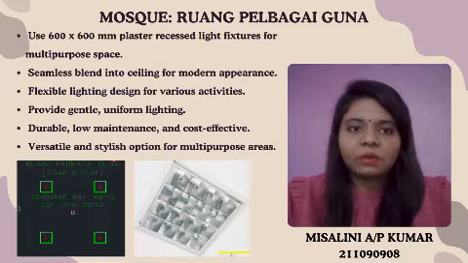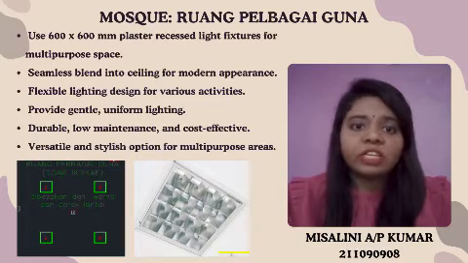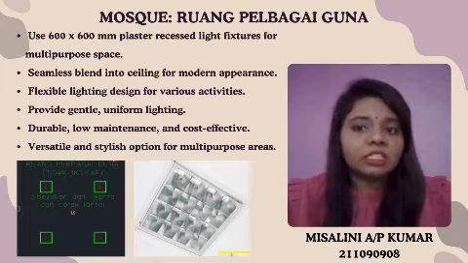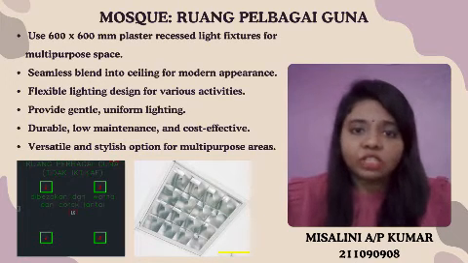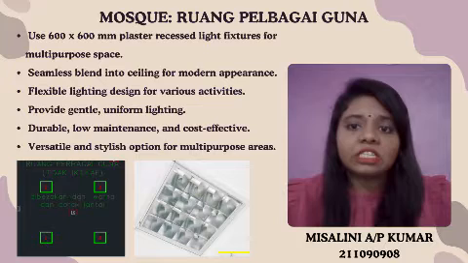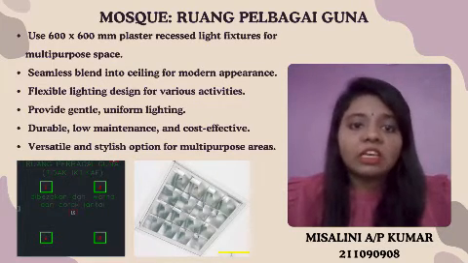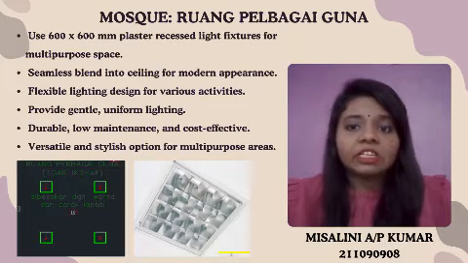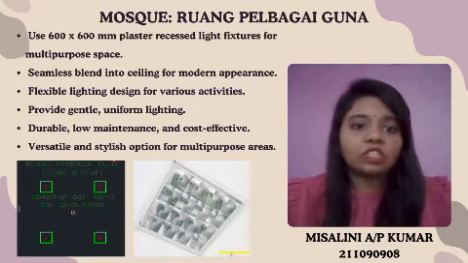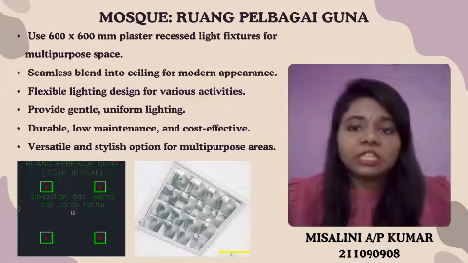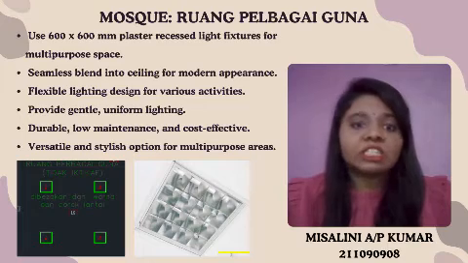Today I want to present example 3, the mosque's multi-purpose room. In order to light the multi-purpose space plaster ceiling, we are using 600 mm by 600 mm plaster recessed lighting fixtures. Using this type of fitting in a multi-purpose space has several benefits. They blend slimly into the ceiling and create a neat appearance with a modern style. These fixtures offer flexibility in lighting design, allowing you to customize the layout to fit different activities in the space.